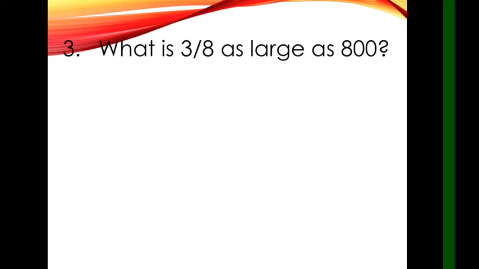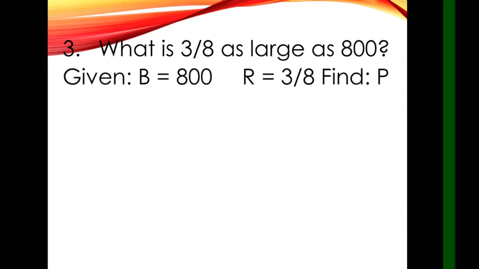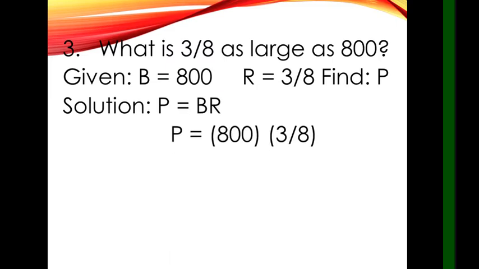What is 3 over 8 as large as 800? Again, we're looking for the part of 800, and that is 3 over 8. So what is 3 over 8 of 800? We have base, which is 800. Rate is 3 over 8. And find P. P is equal to BR. So we have P equals 800 times 3 over 8.